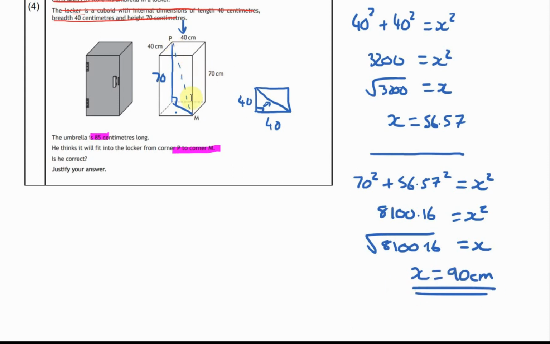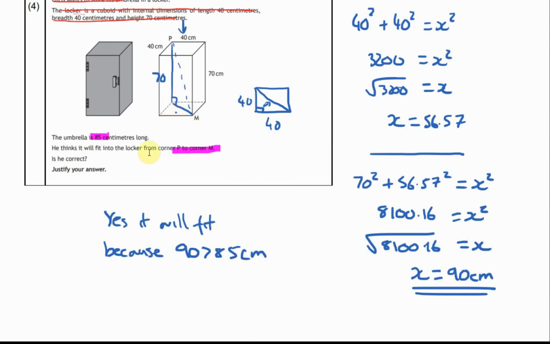So we know this is 90, and the question's saying, will his umbrella fit in? So we'd write a small explanation. We would say, yes, it will fit. And why will it fit? Because 90 is greater than 85 centimetres. So the space is bigger than the umbrella, therefore it will fit. Apologies for the writing, I'm still getting used to this pen and pad. But that's Pythagoras in 3D.